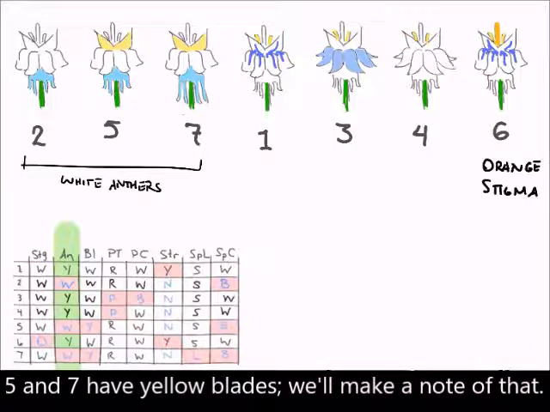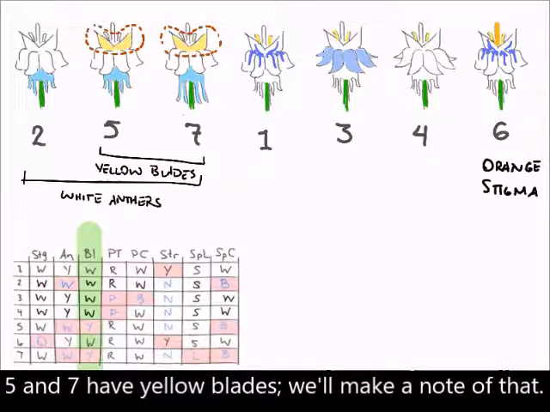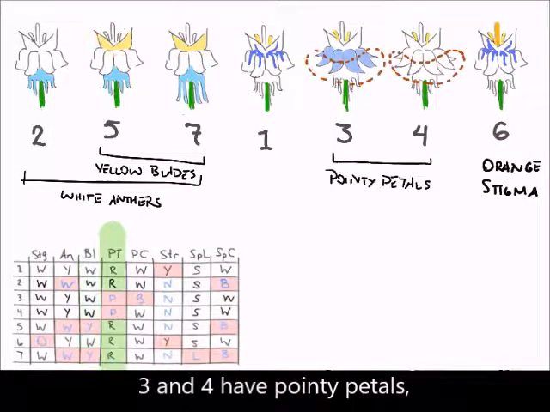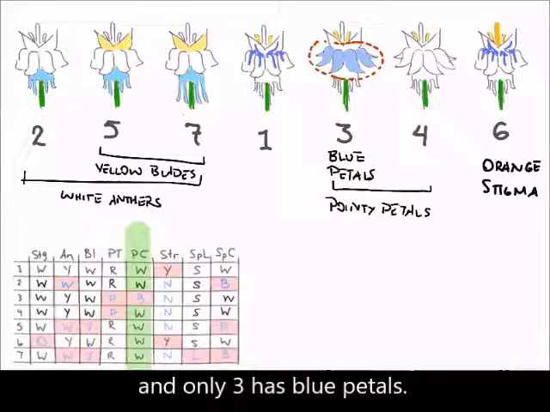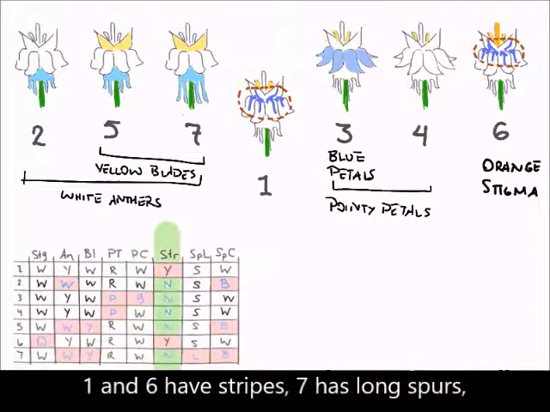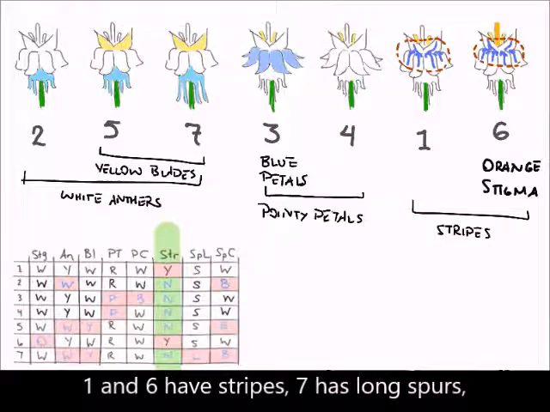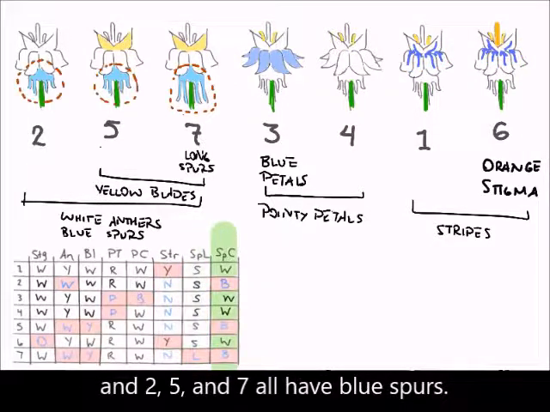5 and 7 have yellow blades. We'll make a note of that. 3 and 4 have pointy petals, and only 3 has blue petals. 1 and 6 have stripes, 7 has long spurs, and 2, 5, and 7 all have blue spurs.